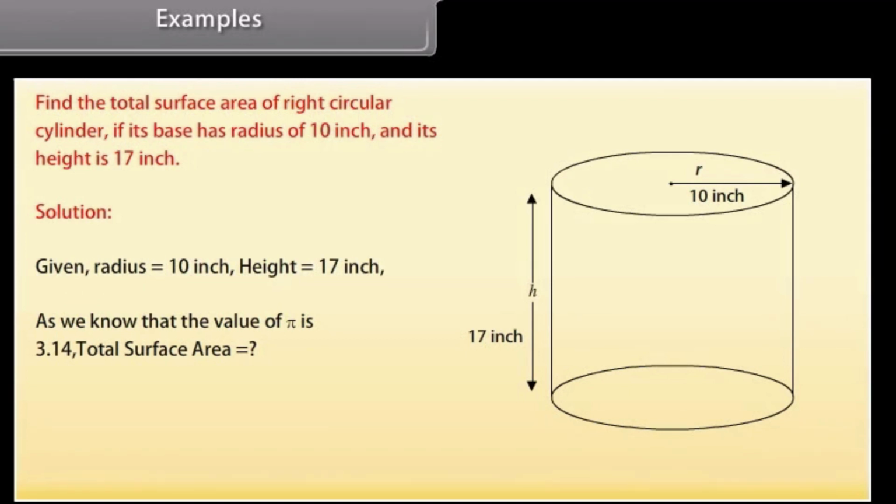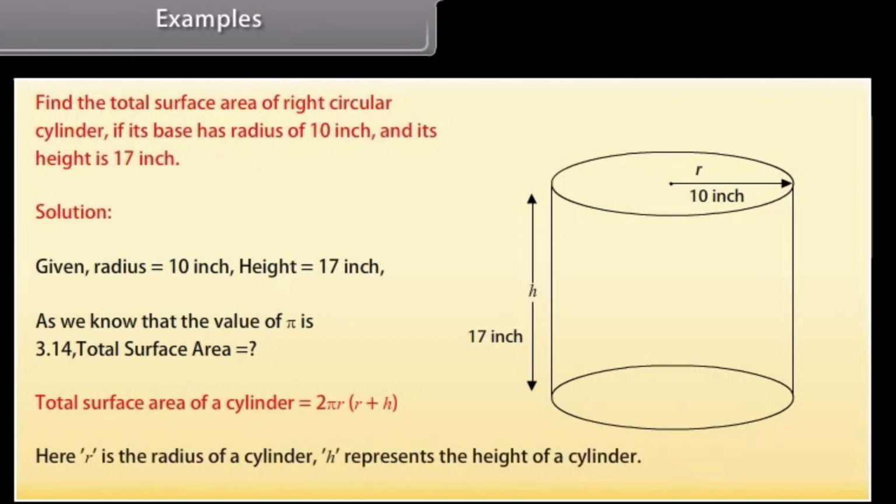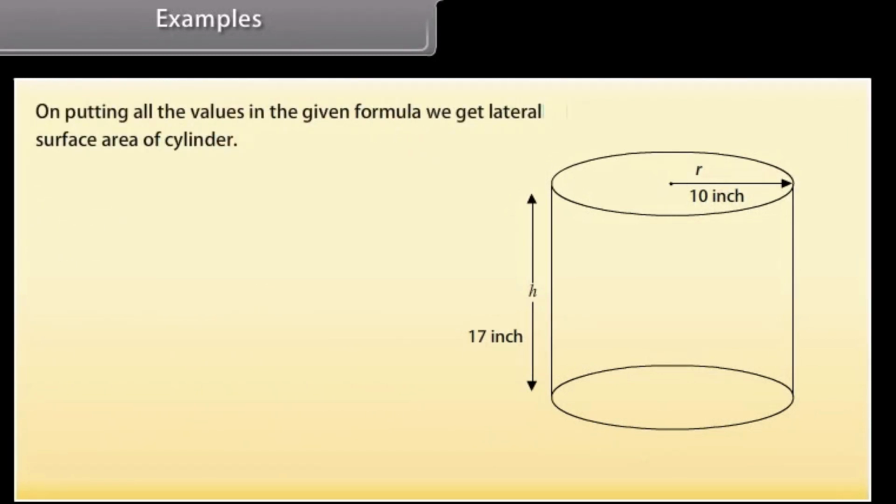We know that the formula for finding the total surface area of a cylinder is given by total surface area equals 2 pi r into r plus h. Here r is the radius of the cylinder and h represents the height of the cylinder. On putting all the values in the given formula, we get the total surface area of the cylinder is equal to 2 pi r into r plus h.